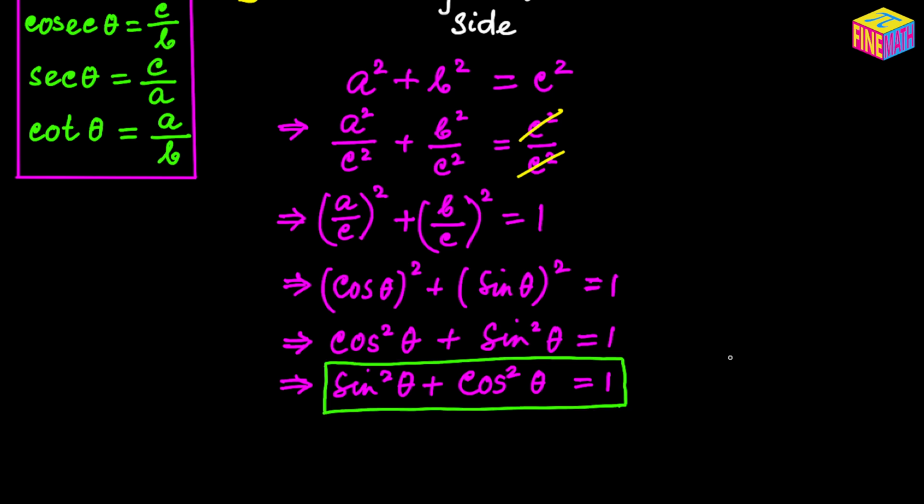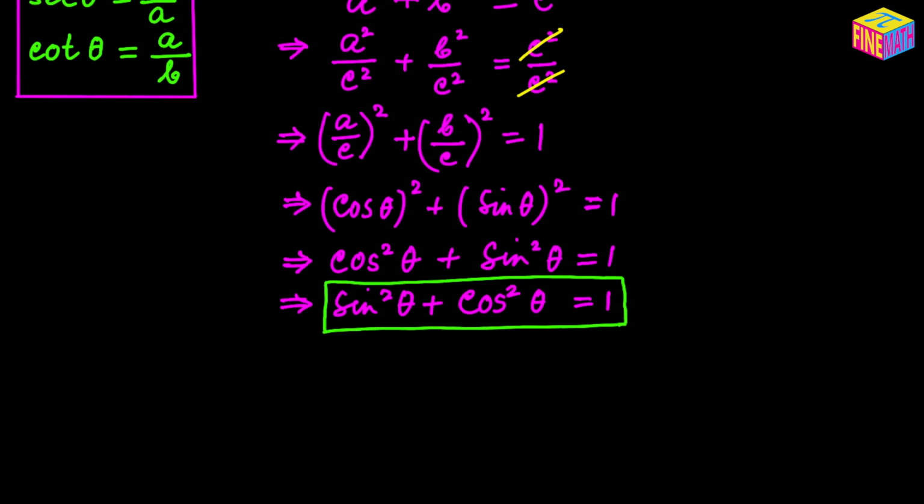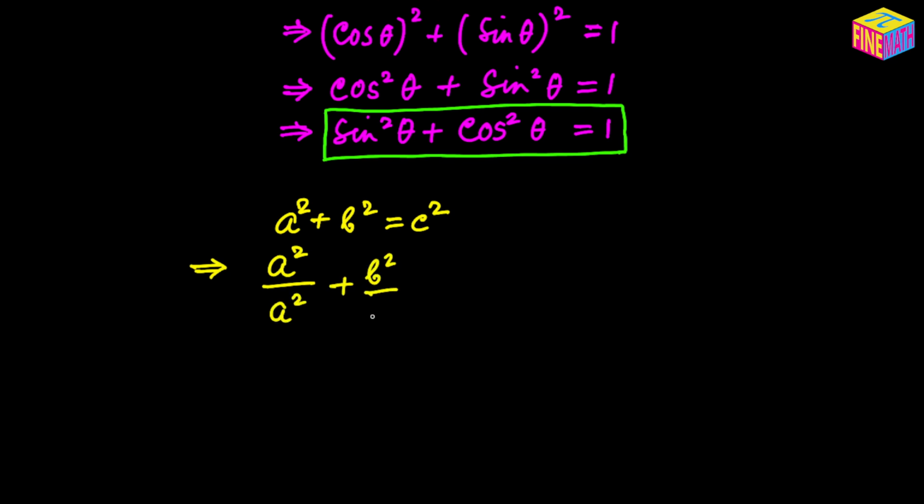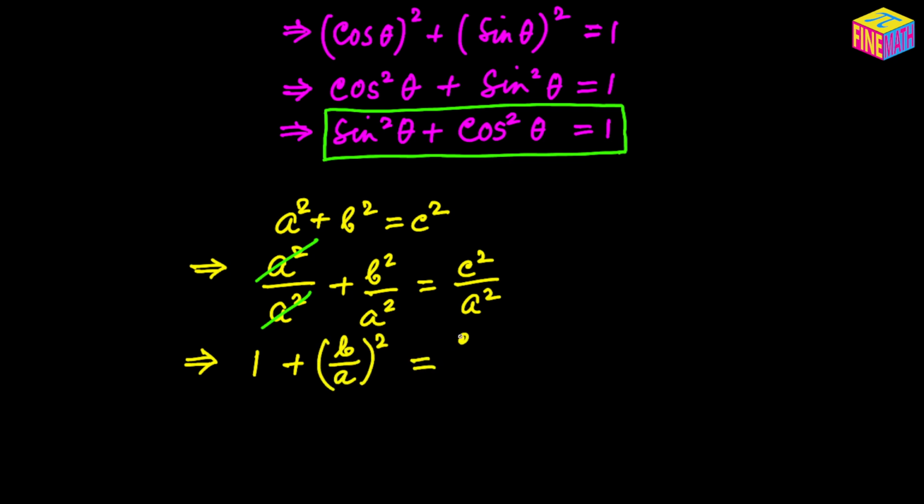Let me highlight this. Now let's talk about the second Pythagorean identity. Again, we are going to begin with the same equation, a squared plus b squared equals c squared. Now we are going to divide both sides by a squared and see what happens. So it will be a squared divided by a squared plus b squared divided by a squared is equal to c squared divided by a squared. a squared divided by a squared cancels out, so this becomes 1 plus b by a whole squared is equal to c by a whole squared.